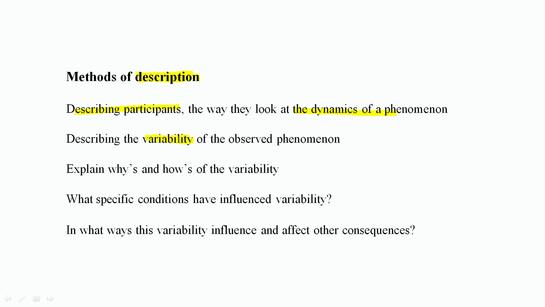Variability means: does everybody look at it through the same prism, or do they have differences of opinions? This is what we call variability. And if there is a variability, understand why and how. These 2 points are important.